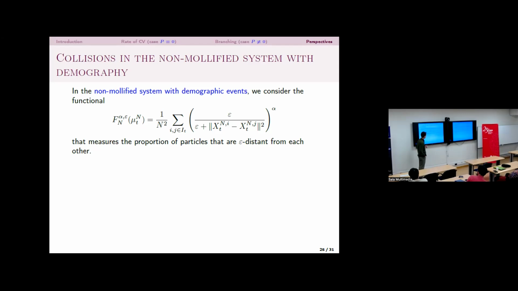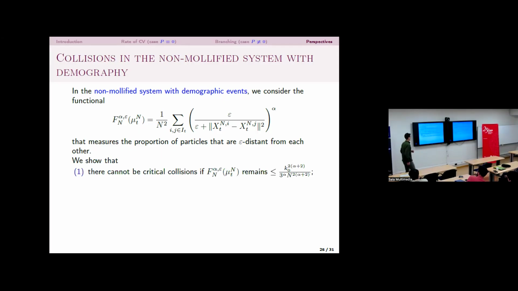So we worked with this one. You fix some parameter epsilon. If 2 particles i and j are close, this is close to 0, epsilon over epsilon, this is 1. If they are a bit far away, then this is small and doesn't count too much in the sum. So this is really a way to count how many particles are close. It turns out that this functional is very convenient. It's a bit tricky to work with, but it's not so complicated; you just have to work out the details.